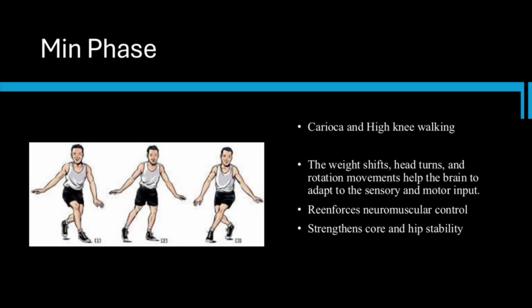So during the minimum phase, we're going to incorporate more motor coordination, and we're going to do karaoke and high knee walking. This challenges a different phase of gait, and it might be functional for patients that may be stepping in a yard or something like that. They're having to go around obstacles. So the weight shifts we're going to perform and the head turns and the rotation movements will help the brain adapt to the sensory and motor inputs it's learning. It will reinforce neuromuscular control, and it's strengthening the core and hip while we're doing this.